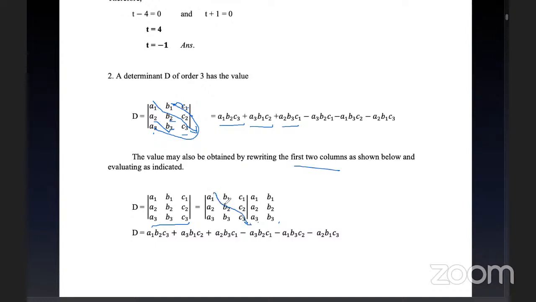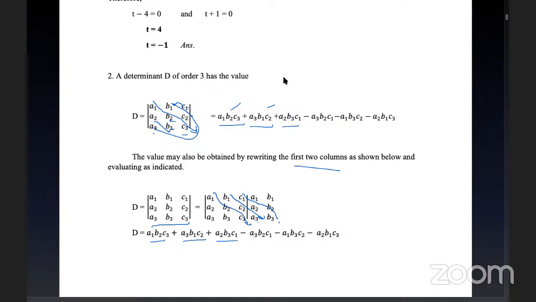Positive lang tong sign na to. So product of these elements, a sub 1, b sub 2 times c sub 3. Okay, compare natin pareho. And then proceed lang natin basta pababa to the lower right, and plus lang yung sign. So b sub 1 times c sub 2 times a sub 3. B sub 1, yeah, tama. Check. And then lastly, you have ito, c sub 1 times a sub 2 times b sub 3. Ito na yun.